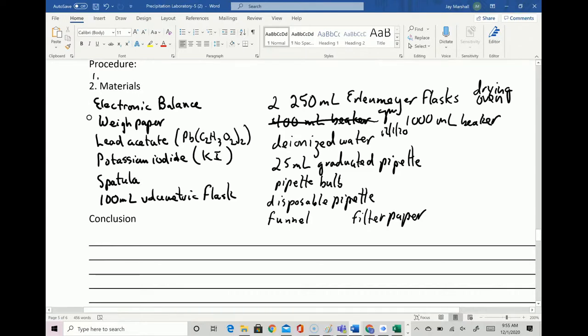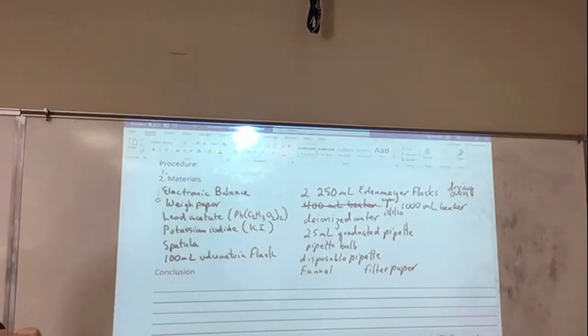Okay, let's knock out a conclusion here. We have four main paragraphs in our conclusion. Our first paragraph says this is what we did, this is what we found. Our second paragraph talks about the chemistry of what you did. The third paragraph talks about the possible sources of error. And the fourth paragraph is a summary that says, in conclusion, this is what I learned.